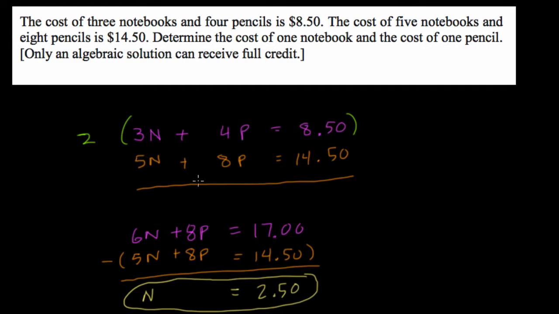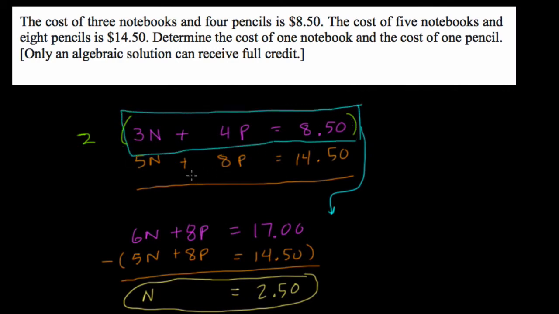Now, once we know the cost of a notebook, we can find the cost of a pencil by plugging this number into either of our equations. I'll choose the first one here. So, okay, this is our first equation, I'll use this one. So 3n plus 4p is 8.50. Well, 3 notebooks, that's 3 times 2.50, right? That's $7.50. Plus 4p equals 8.50.